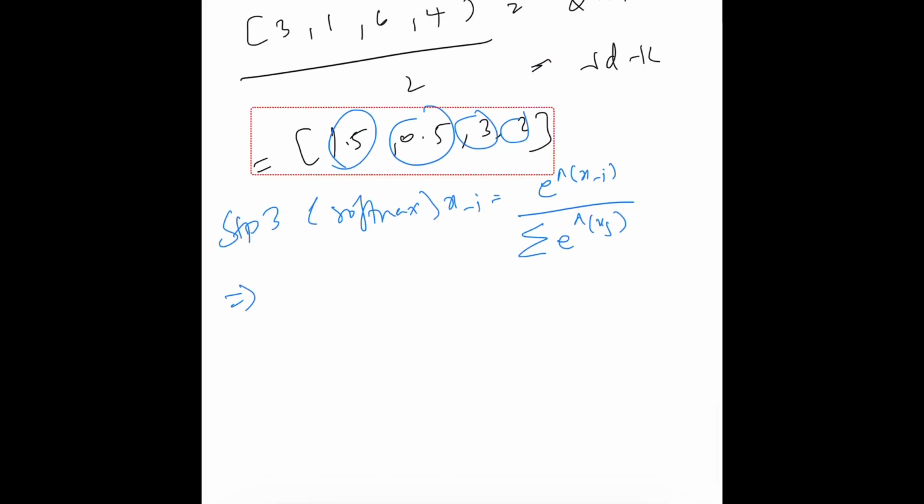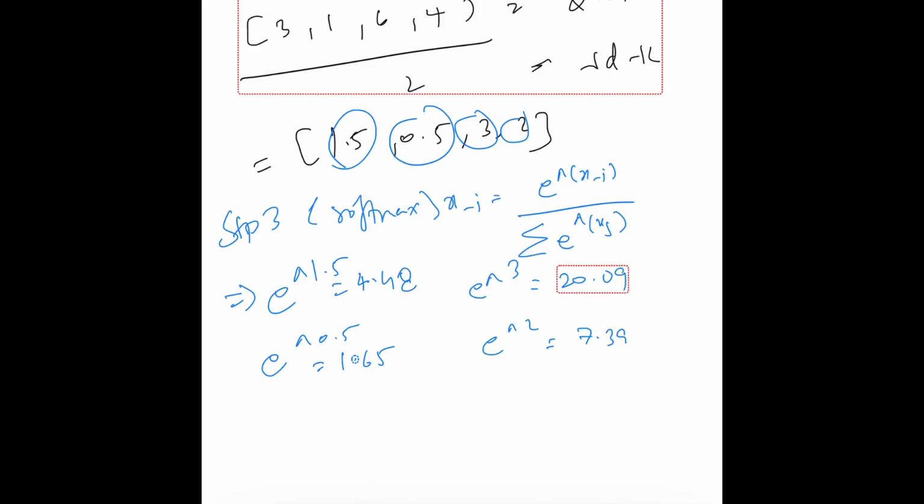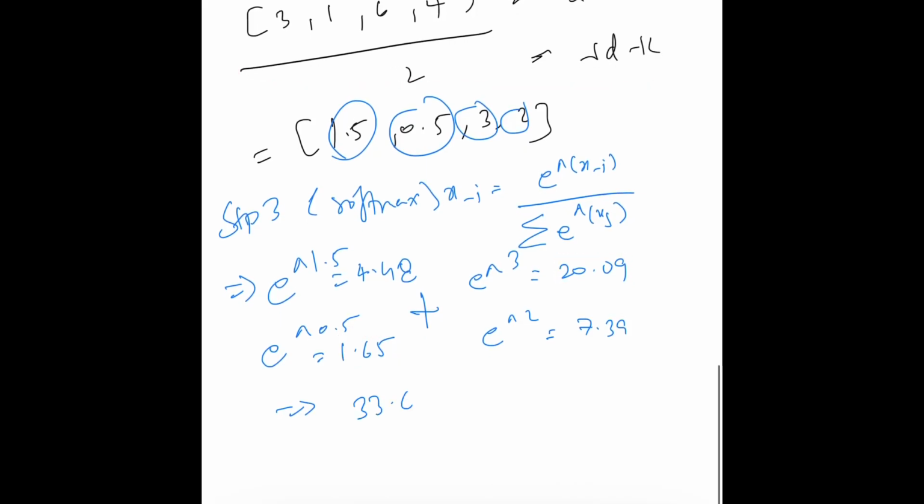So I've pre-computed. This will be e to the power 1.5, e to the power 0.5, e to the power 3, e to the power 2, and this will come out to be 4.48, 1.65, 20.09, 7.39, and the sum, if we add everything, will be 33.61.